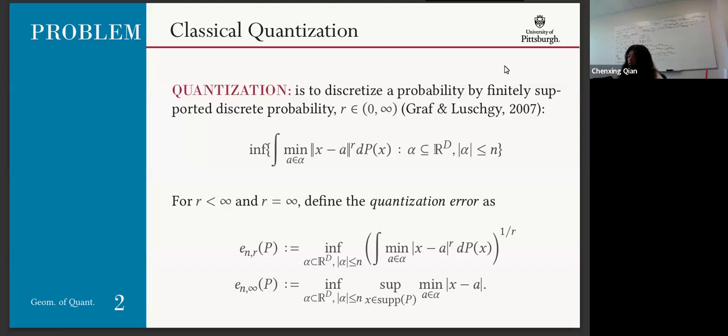The infimum of the functional raised to the 1 over r power is called the nth quantization error, denoted here e_{n,r}. When r tends to infinity, the problem becomes a supremum over the support of P, and the quantity becomes the covering radius, which is only related to the support of P. This problem can also be interpreted as minimizing the Wasserstein distance in the sense of optimal transport.